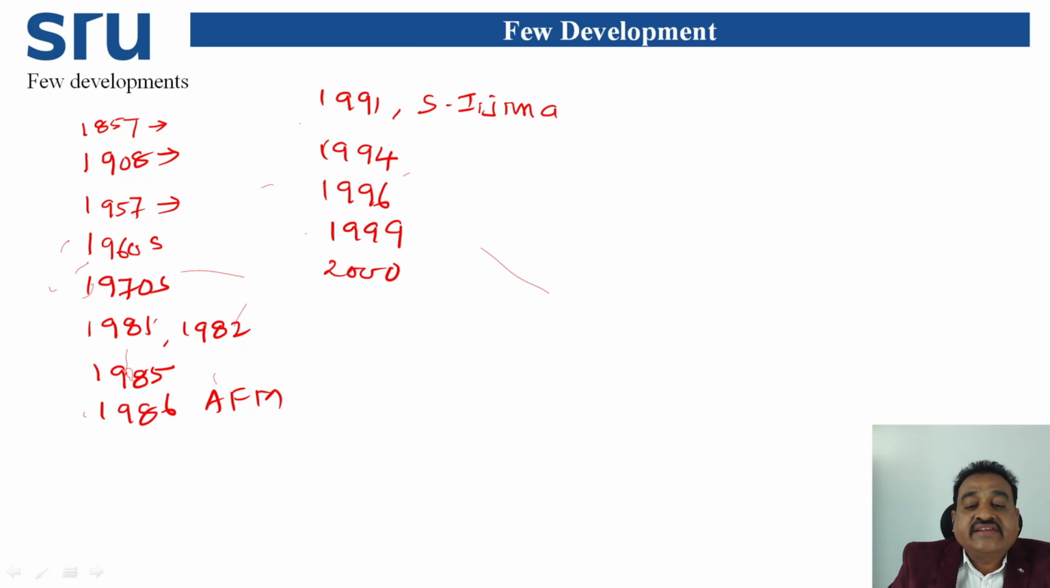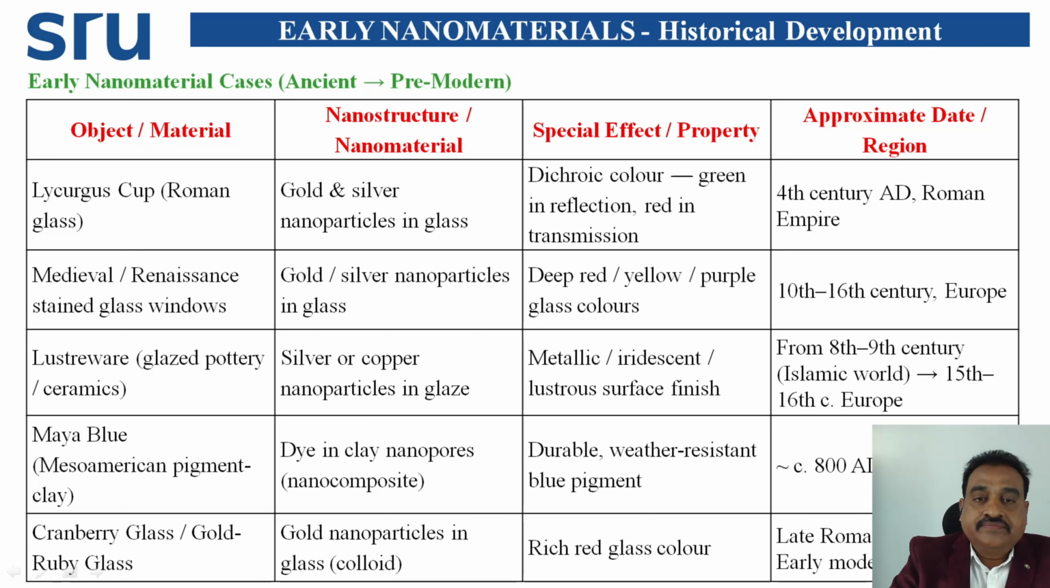From 2000, quite a lot of research and development activities are in progress. The field of nanotechnology is simply so vast, interdisciplinary, and rapidly changing that it is too much to cover all of nanoscience and nanotechnology. These are a few developments from 1857 to the present. So you try to understand here the early nanomaterials and historical development.